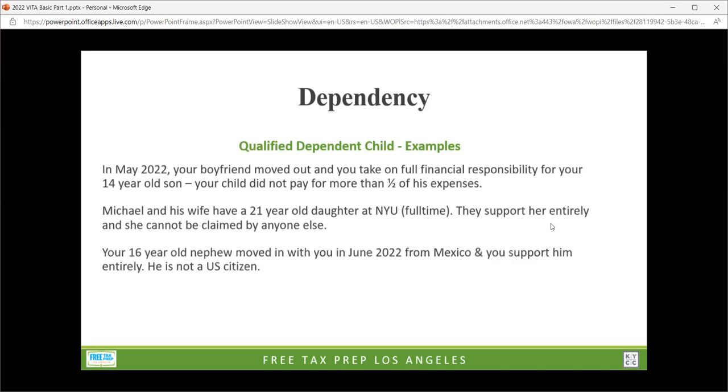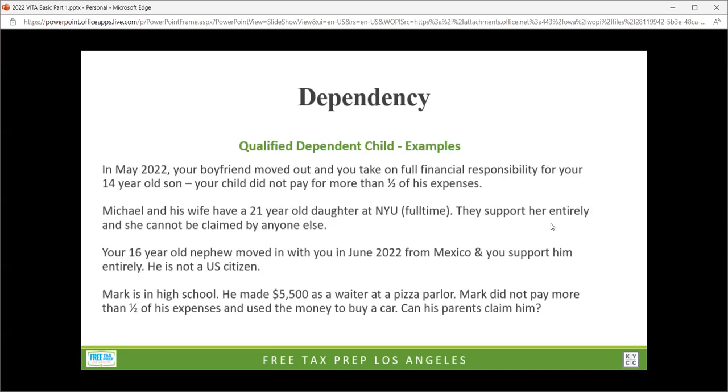Your 16-year-old nephew moved in with you in June 2022 from Mexico, and you support him entirely. He's not a U.S. citizen. Yeah, he's related to you. He's your nephew. He has been living with you more than 6 months. You support him entirely. In this case, yes, you can claim him as a dependent child, but we need to apply for an ITIN. If he doesn't have a social security number, we need to apply for an ITIN in order for the taxpayer to claim this child as a dependent child.